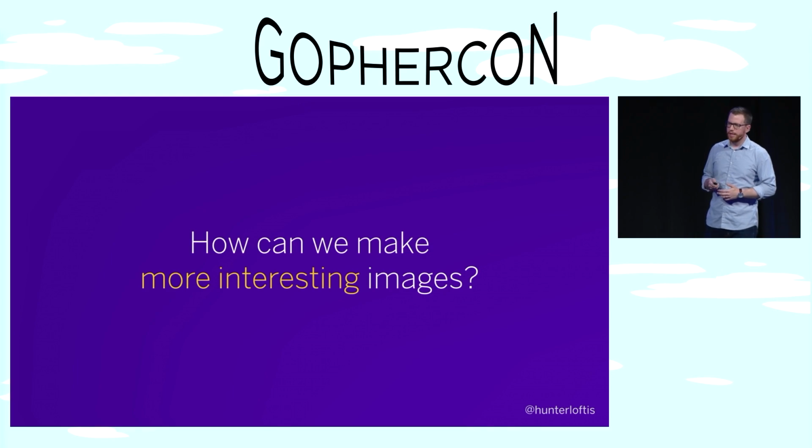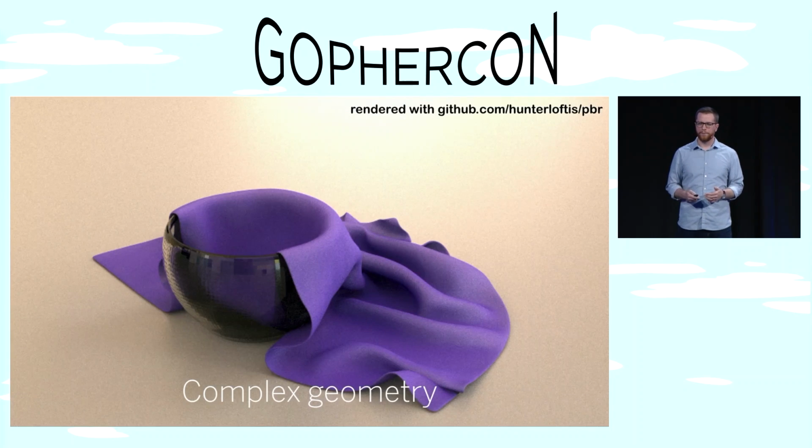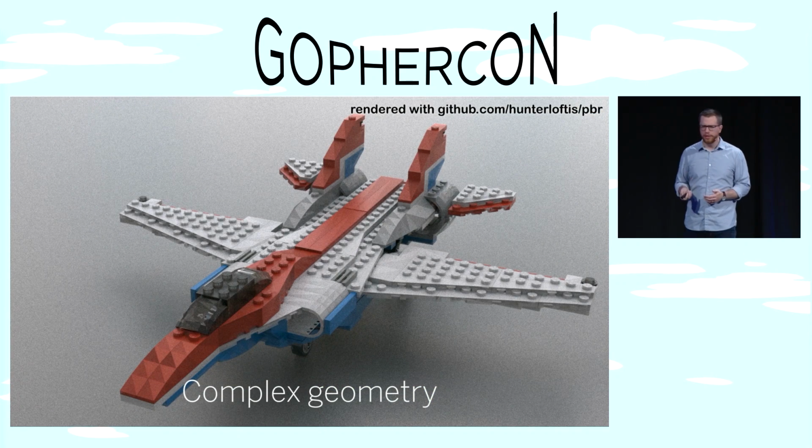So how can we make more interesting images than just little spheres and reflective balls and cubes and stuff like that? This is where it starts to get kind of fun. Because you don't have to change the algorithm at all. You just have to give it new surfaces to bounce off of. So one of the things we can do is we can give it more complex geometry. Right? And all of these were rendered in Go, by the way. All of these are rendered with the PBR project that's MIT licensed and open source right now.